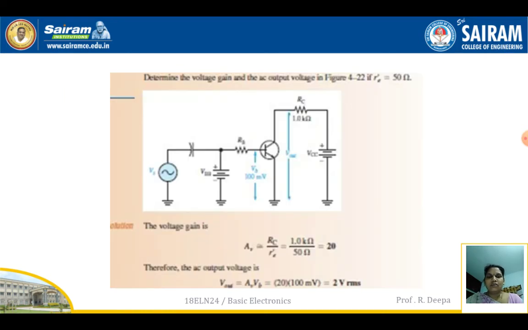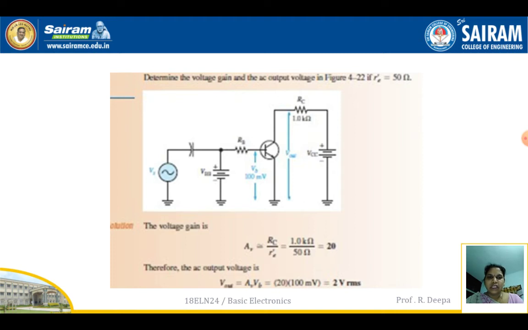So we have a problem statement here with respect to the same topic, BJT as an amplifier. Determine the voltage gain and AC input voltage as shown in the figure below if the RE dash is equal to 50 ohms. So we have a circuit diagram where the transistor is going to act as an amplifier circuit, and as already discussed, the voltage gain is approximately equal to RC divided by RE dash.